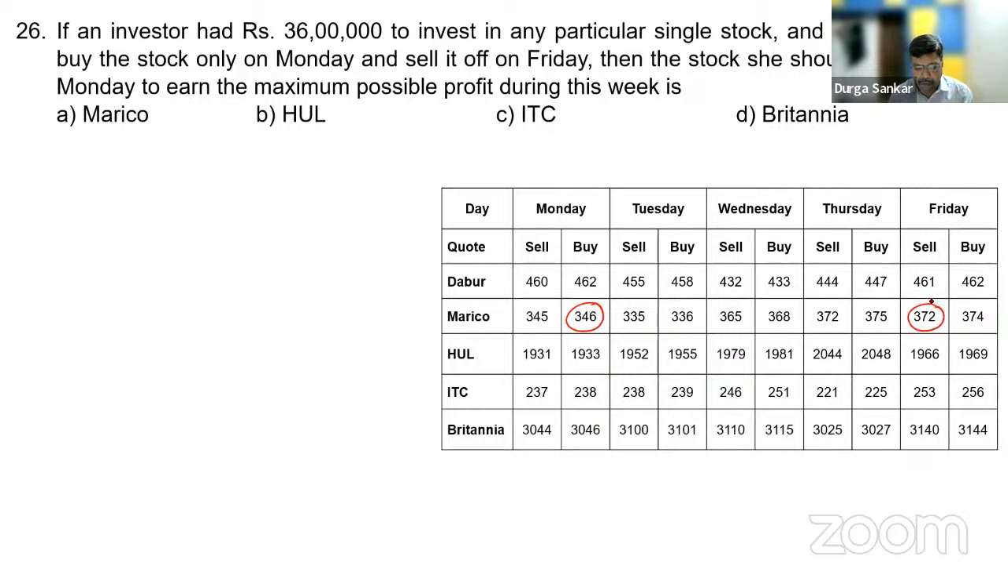So how much is the profit, guys? So 346 to 372, it's typically 26 rupees on 346 rupees. Let it be like that. Next, if I take HUL, 1933 to 1969, it's a profit of 36 rupees on 1933.